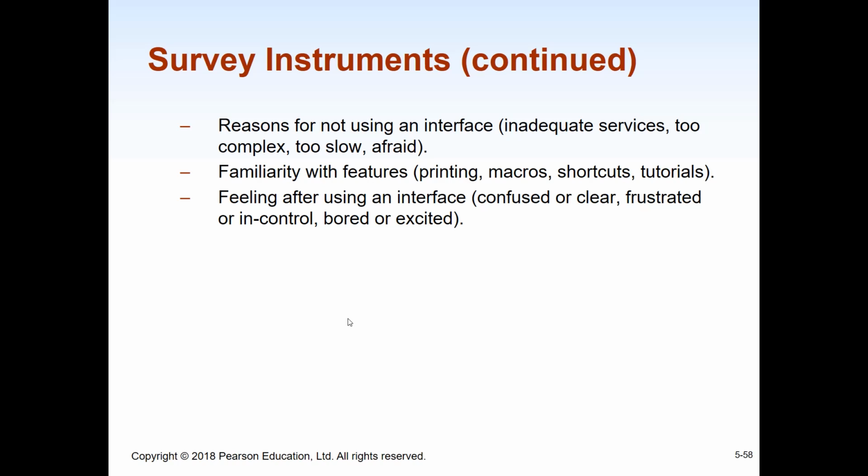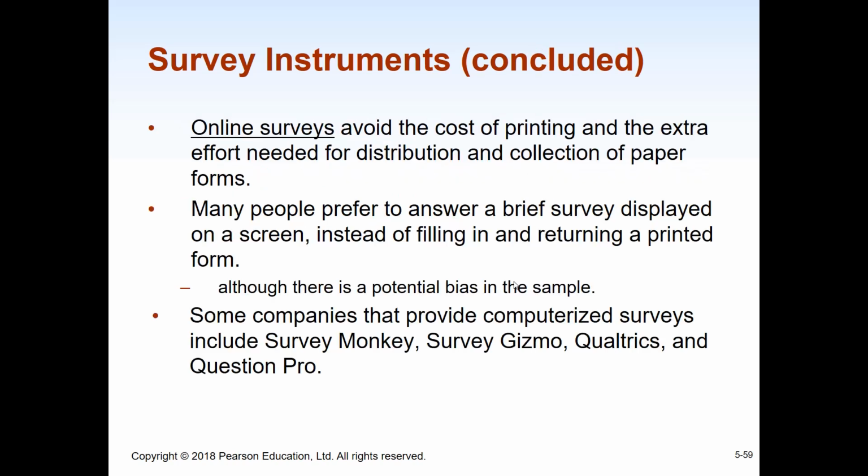So, reasons for not using an interface: inadequate services, or too complex, too slow, afraid. You need to ask about them. Familiarity with features, printing, macros, shortcuts, tutorials, feeling after using an interface, confused, clear, frustrated or in control, bored, excited, and so on. This is, of course, in addition to the main questions about the specific tasks, specific actions, specific menus, and so on.